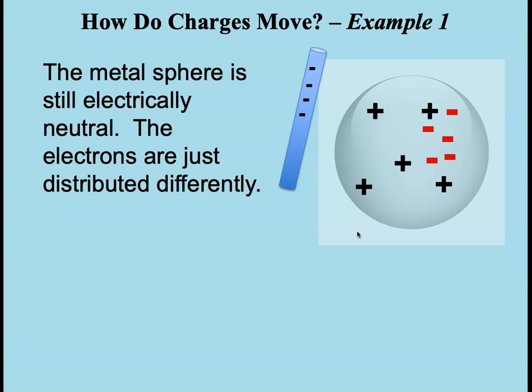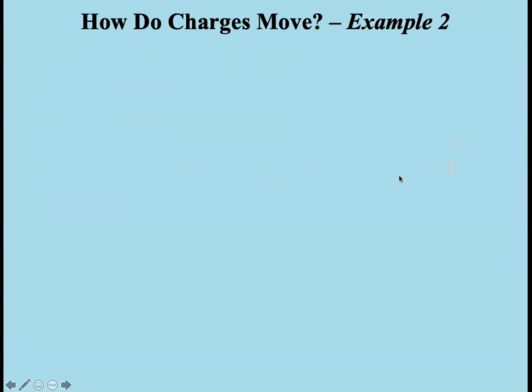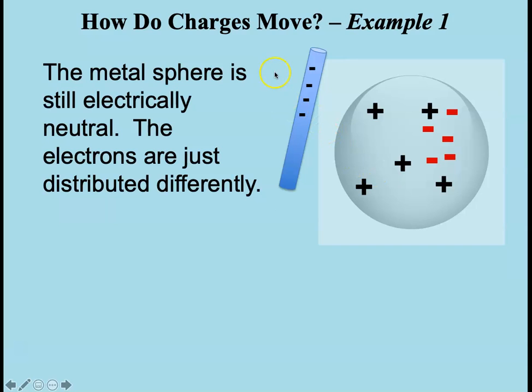The metal sphere is still electrically neutral. There's still 5 protons and 5 electrons, but it's polarized on one side. It's like you've created a temporary charge on one side of this metal sphere. And if you move this metal rod away, the electrons, the red electrons here, are going to spread back out like they normally were.